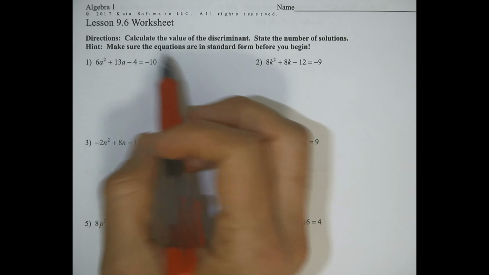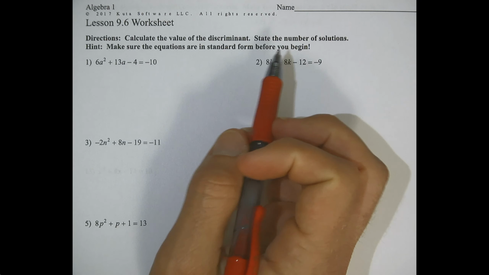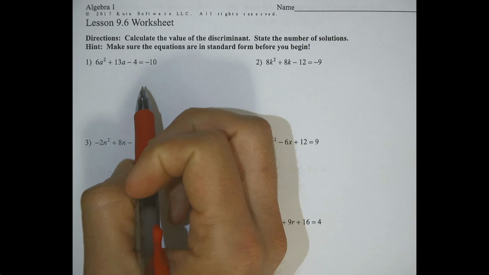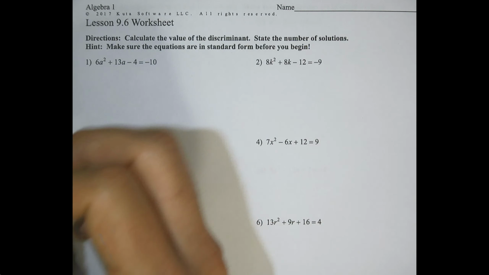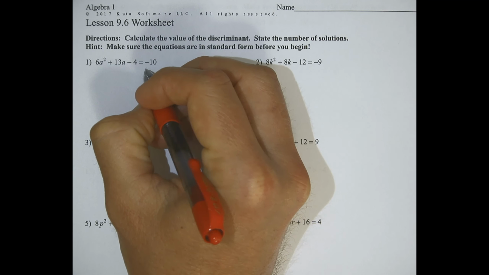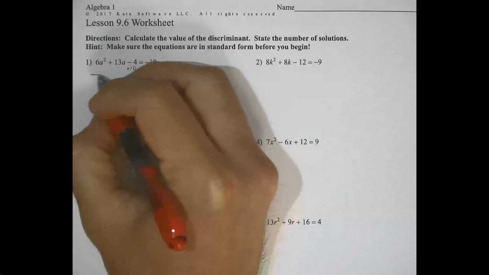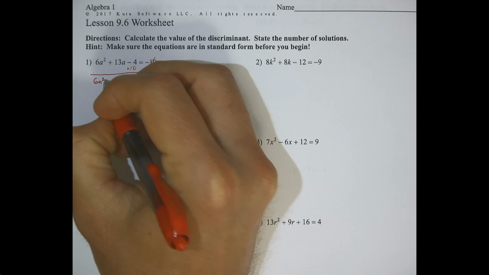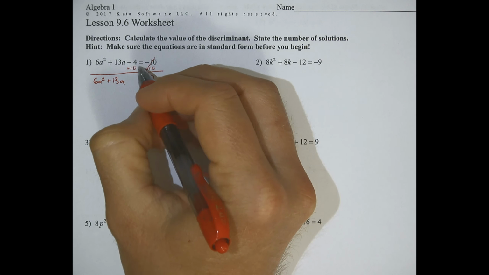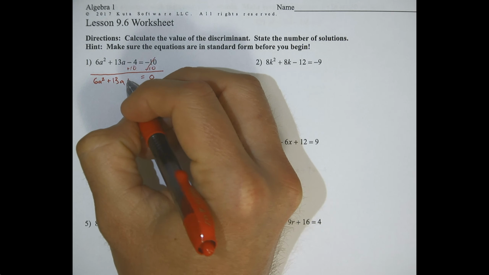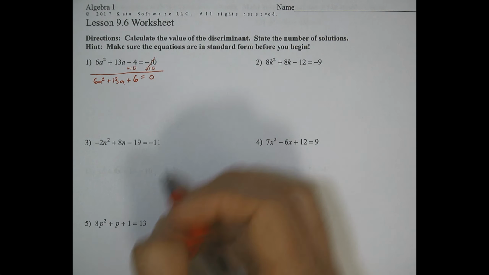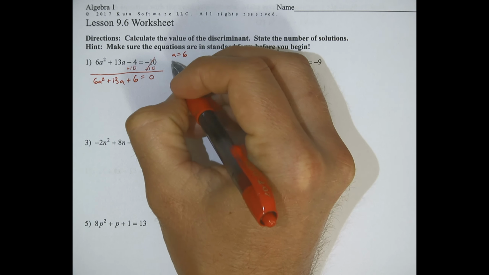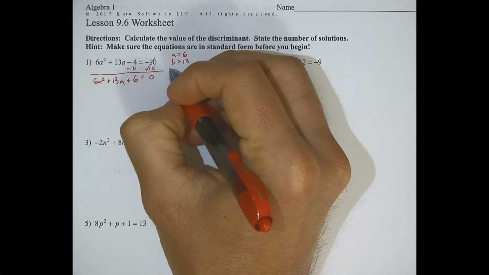So before we can do anything, there's a hint here. Make sure the equations are in standard form before you begin. So standard form means you're going to have everything on the same side with a 0 on the opposite side. So because we have a negative 10 over here right now, this is not in standard form. So I do need to add 10 to both sides to create a 0 over here. That will not affect the a squared or the 13a. Negative 4 plus 10 is 6. So now I have it in standard form. So my a is 6, my b is 13, and my c is 6.